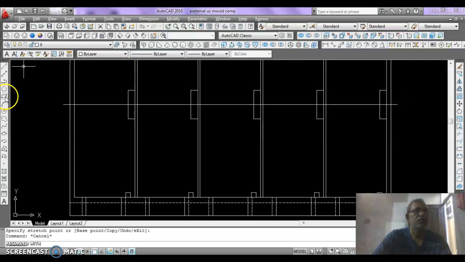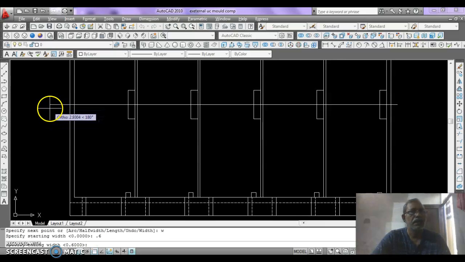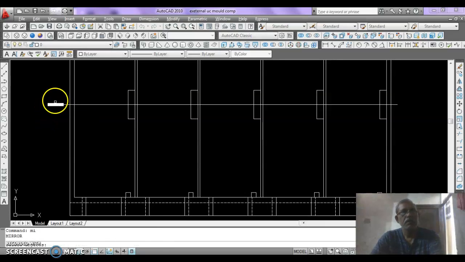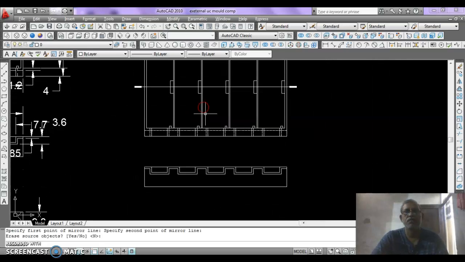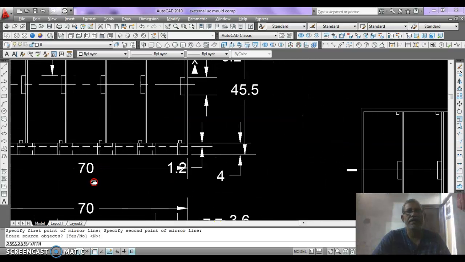And now draw again the polyline and pick a point here and put width to this polyline by 0.6, and mirror it to the right at the midpoint, and this is the section view, and we can write here the X.